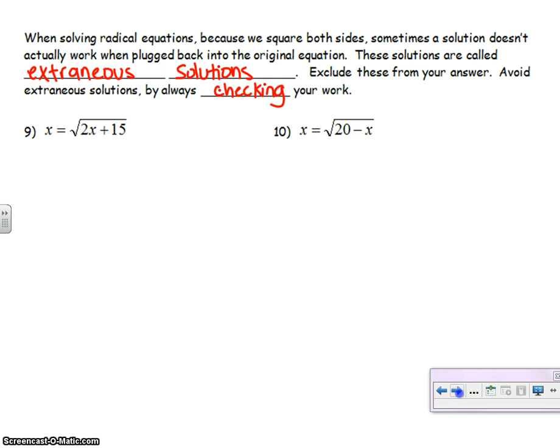Okay, so when we look at number 9, we see we have variable on both sides of the equation. So when we square both sides, we get x squared equals 2x plus 15. Now we have a quadratic because we have something to the second power, so we're going to go ahead and set this equal to 0. And when we do that, we have x squared minus 2x minus 15 equals 0.